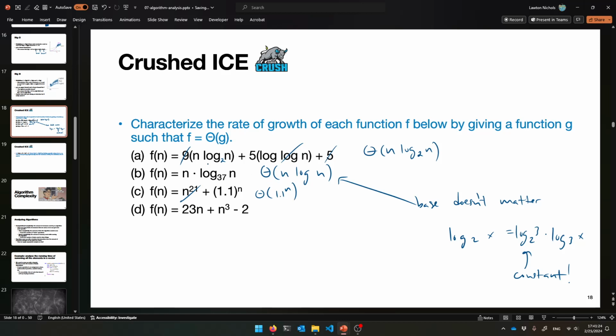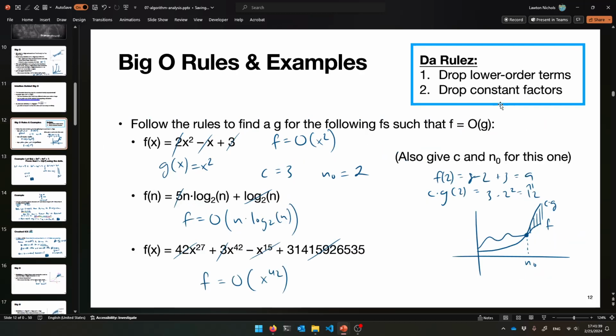Just like you kept the cube in this one. You didn't make it anything different. So those are the lower order terms, and this is just immediately big theta of n cubed. That'll always give you the tightest possible bound if you just do our stuff. Follow this box. It's really giving you big theta.